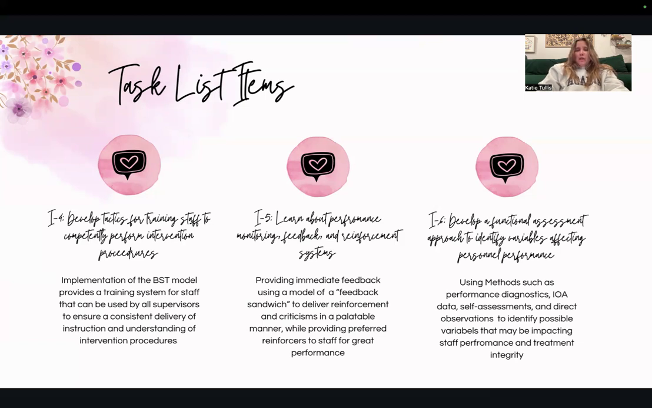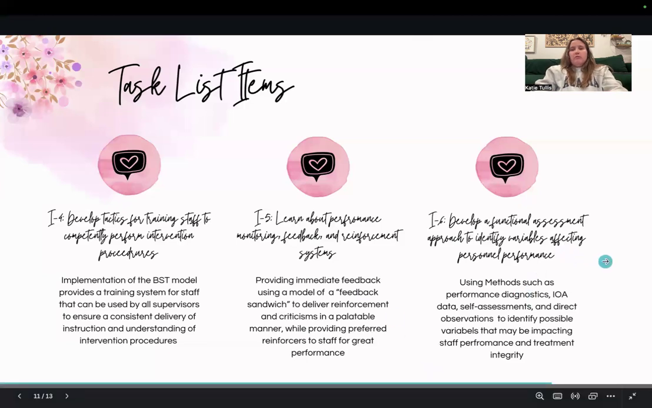Performance monitoring and feedback. So we like to use the feedback sandwich to deliver reinforcement, which is where we surround criticisms with reinforcement. So an example is, I really like how you provided this non-contingent reinforcement, but I also saw that you are blocking. And we don't block his behavior because this increases instances of the behavior due to the attention aspect. But you followed the intervention well.